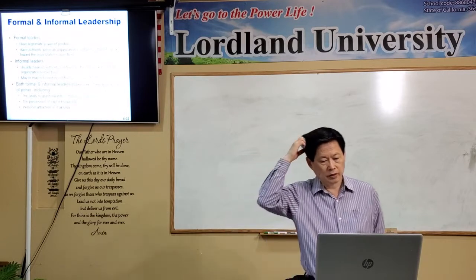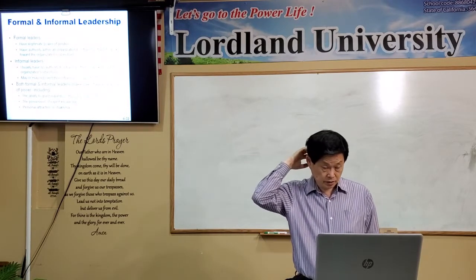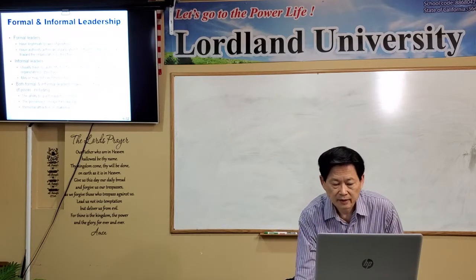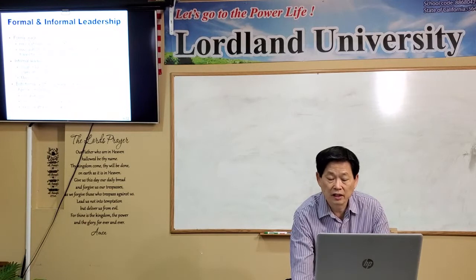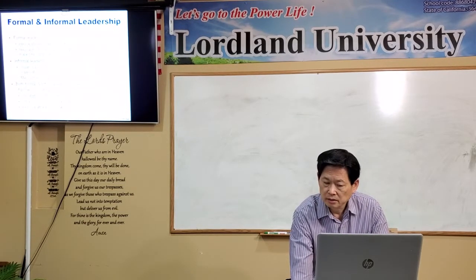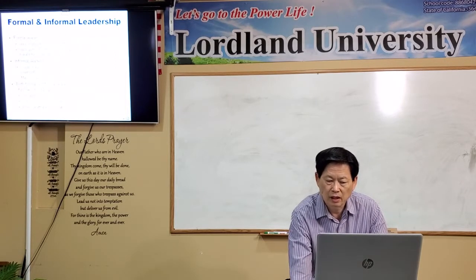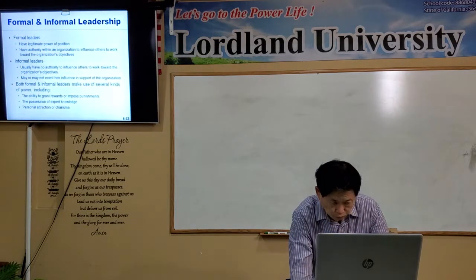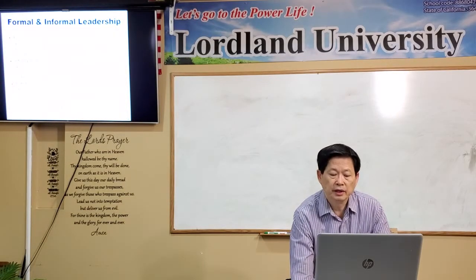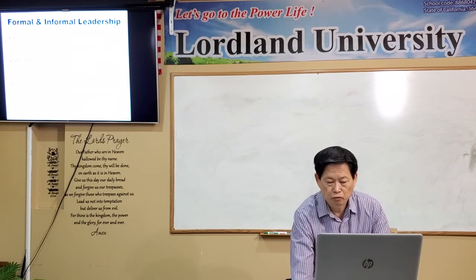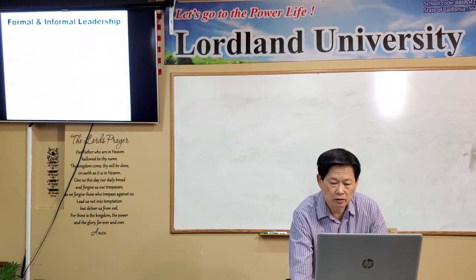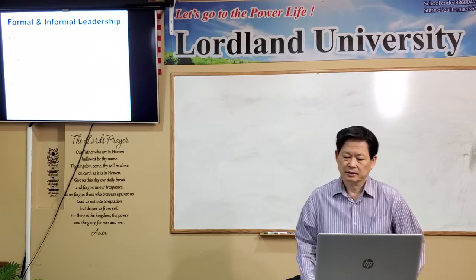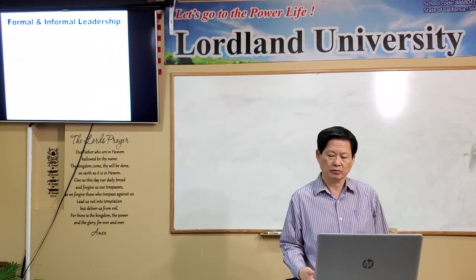Okay. Formal leadership and informal leadership. Formal leaders have the authority of position. Formal leaders have the power within the organization to influence other employees to work toward the organizational goal. Okay? Informal leaders usually have no power, no authority, to influence other people to work toward the organizational goal. The informal leaders may or may not exert their influence in support of the organization.